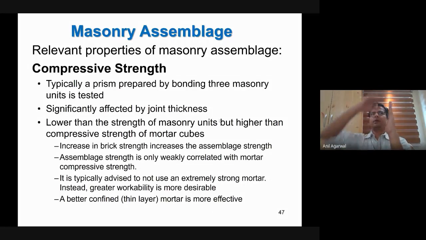Compressive strength is desirable if you have a load on the wall. So if the wall is carrying the weight of the slab, then the wall should be able to resist that load. Okay? So it should have a large enough compressive strength. The compressive strength of the wall or of the assembly depends on a couple of parameters.